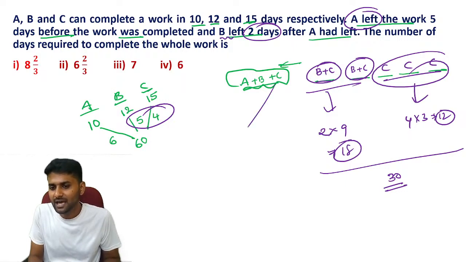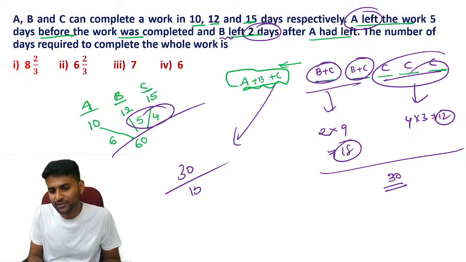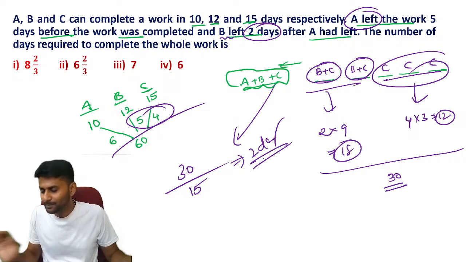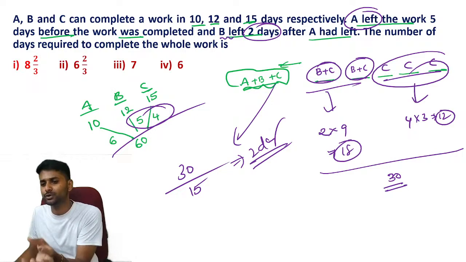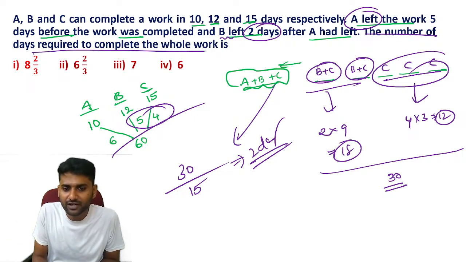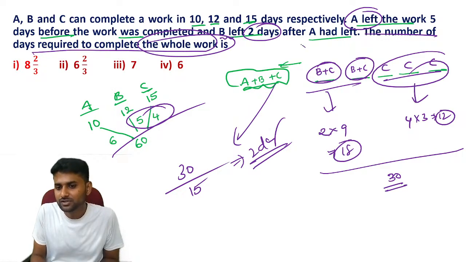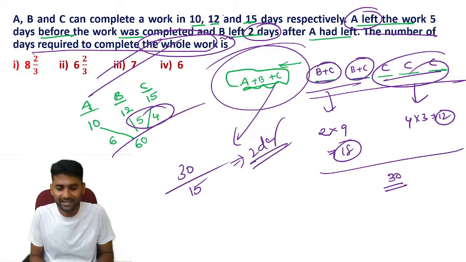So what does it mean? The remaining 30 units are completed by A, B, C together. According to that, A, B, C together efficiency is 15 units, which means they work for only 2 days. They completed 30 units and the remaining 30 units are completed by B and C together for 2 days and C alone for 3 days. Now here the question is the number of days required to complete the whole work. So 2 days before, 5 days after, then the total work is completed in 7 days.